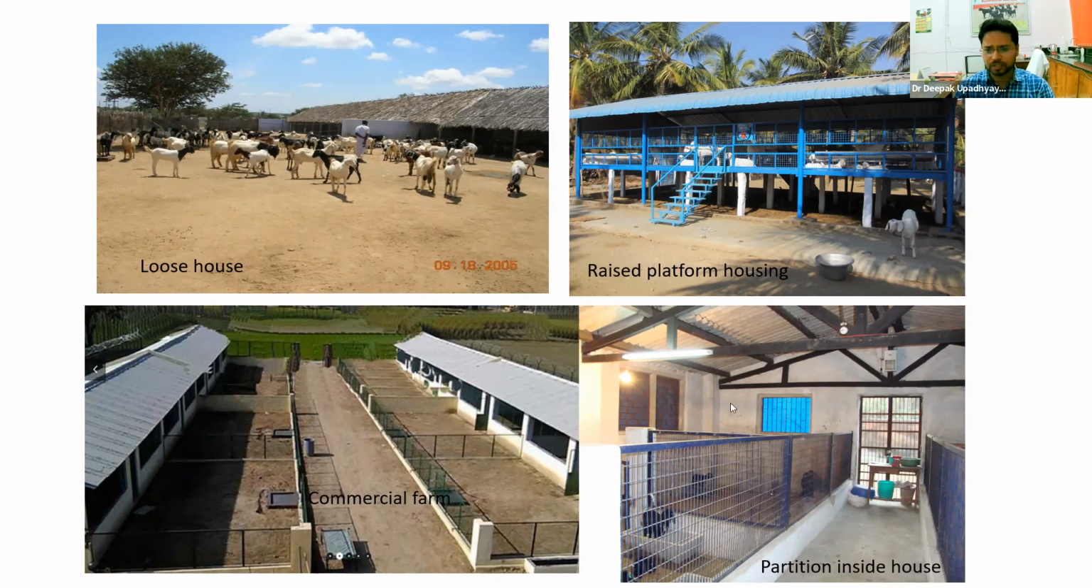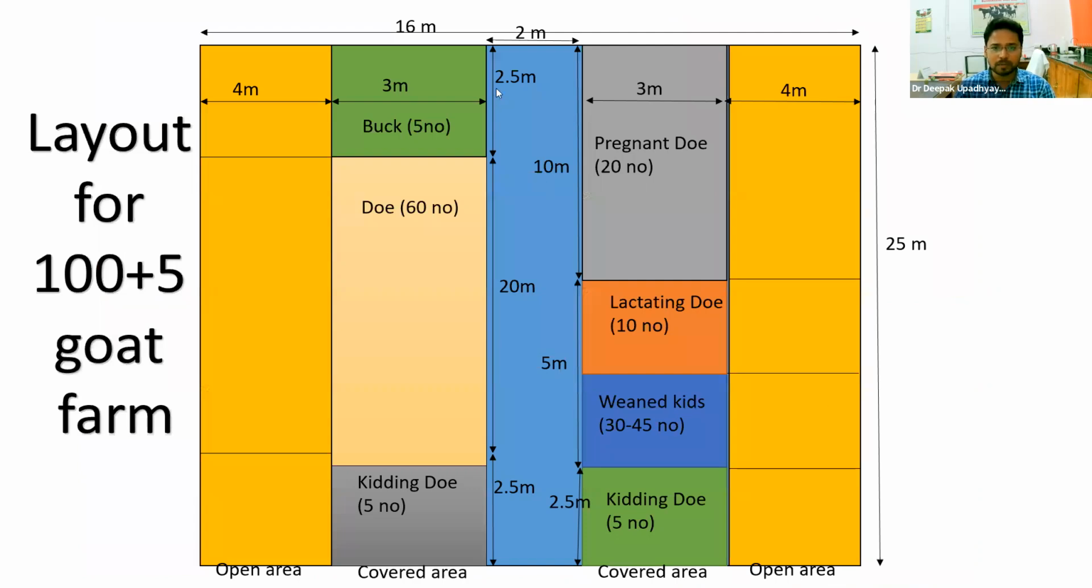So these are some pictures. You can make a long shed, but you have to be very cautious about the width of your house. It should not be more than 25 feet. But the length you can make, and you can provide partitions for different age groups for easy management. This is a layout I made for 100 goats.